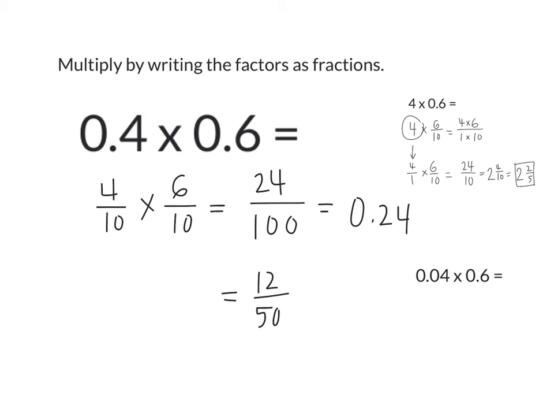Because 12 and 50 are also both divisible by 2. So what's 12 divided by 2? 6. What's 50 divided by 2? 25. So the answer could be 6/25 or it could be 0.24. Both are correct depending on what form we need. Does that make sense? Good.